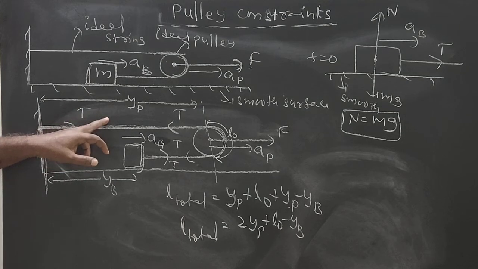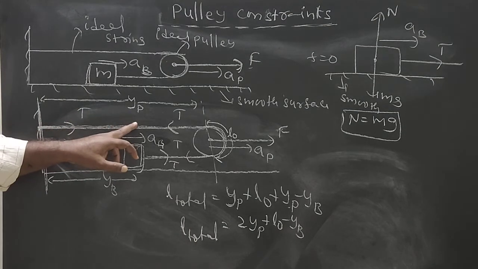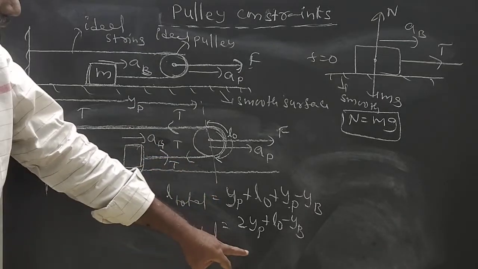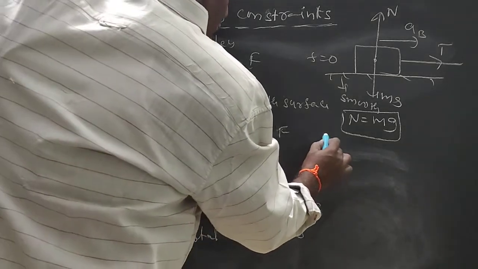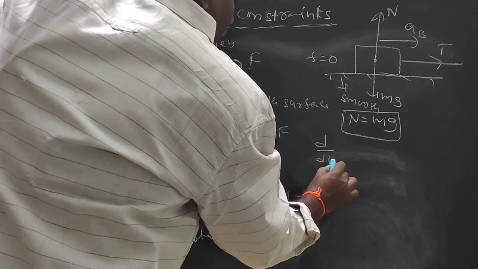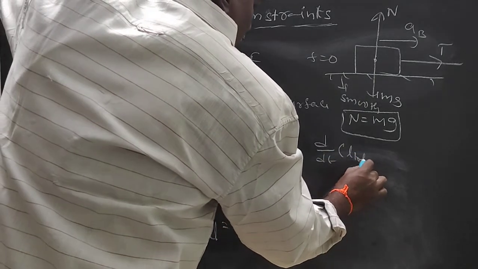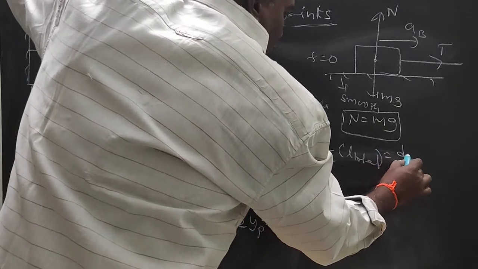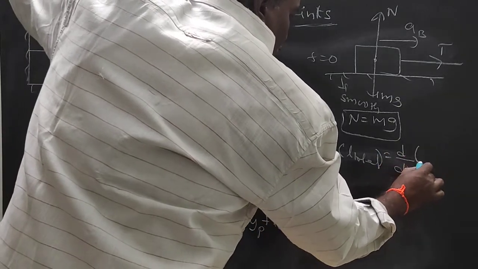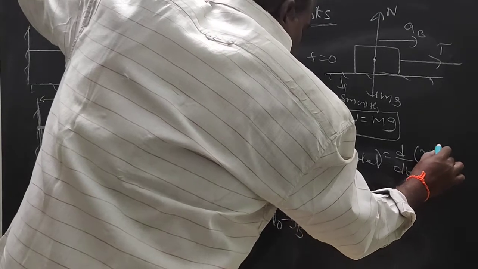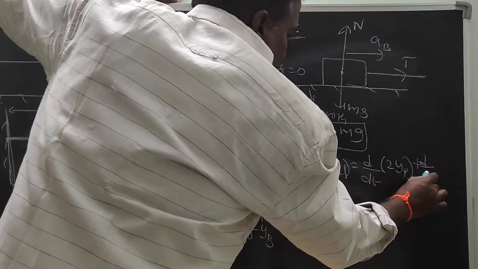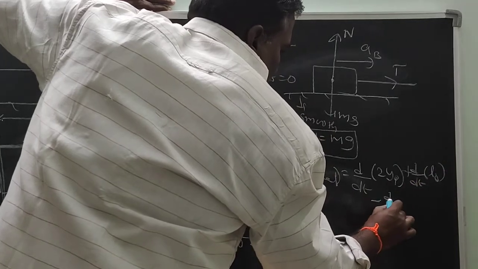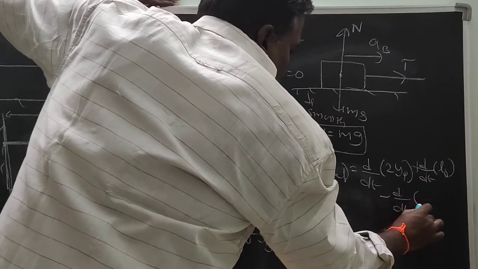For an ideal string, total length is constant. When we differentiate this equation, d by dt of L total is equal to d by dt of 2YP plus d by dt of L0 minus d by dt of YB.